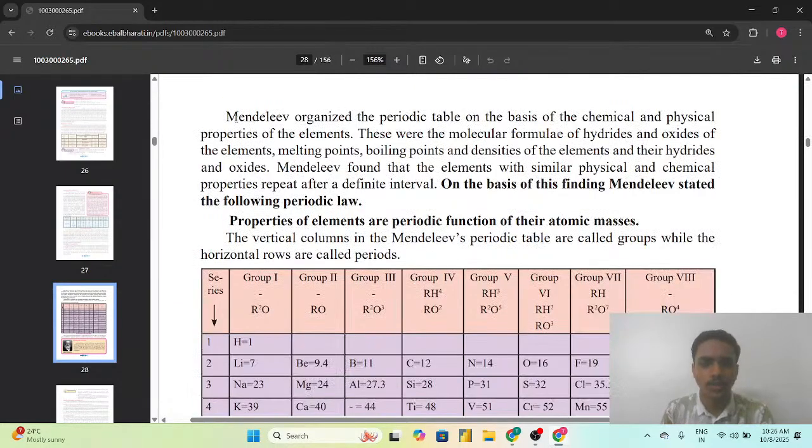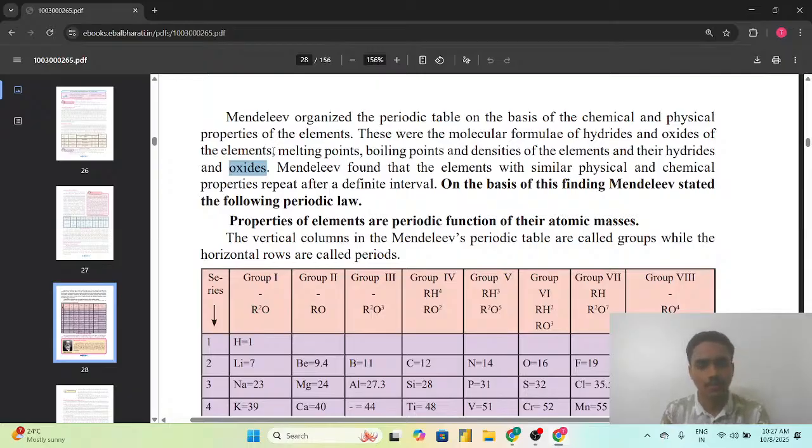Mendeleev organized the periodic table on the basis of the chemical and physical properties of the elements. These were the molecular formulas of the hydrides and oxides of the elements, melting point, boiling point, and densities of the elements and their hydrides and oxides. So the chemical and physical properties which Mendeleev considered for the classification were the molecular formula of the hydrides and oxides of that element, their melting points, boiling points, and densities. All these physical and chemical properties Mendeleev considered and classified the elements in the periodic table.